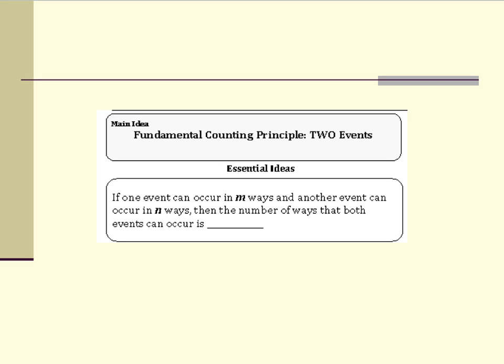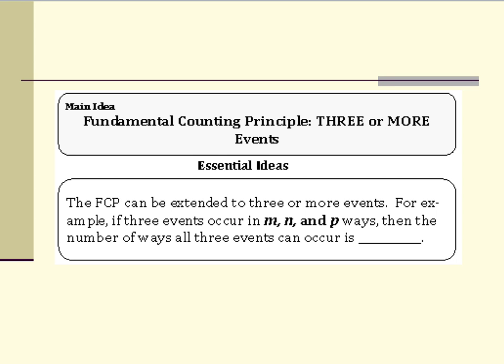So the fundamental counting principle with two events. If one event can occur m ways and another event can occur n ways, then the number of ways that both events can occur is m times n. So you just multiply the number of ways for both things together. If I have 3 or more events, the fundamental counting principle can be extended. For example, if 3 events occur in m, n, and p ways, then the number of ways all 3 events can occur is m times n times p.